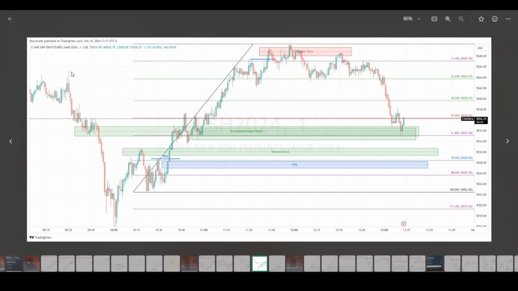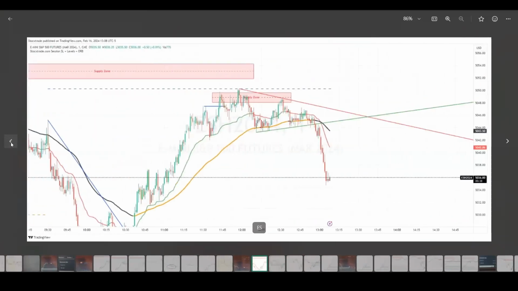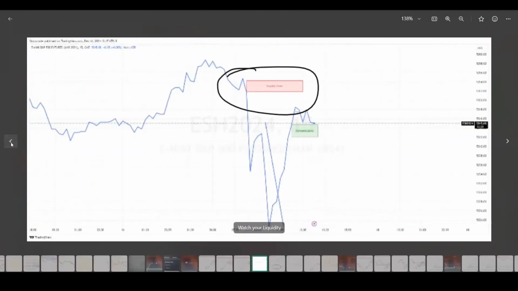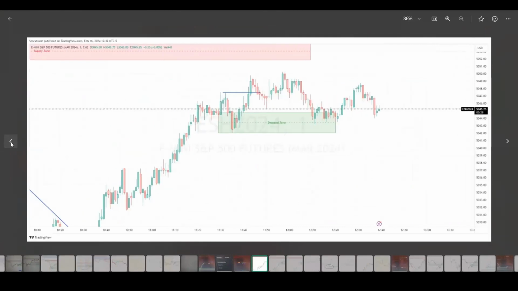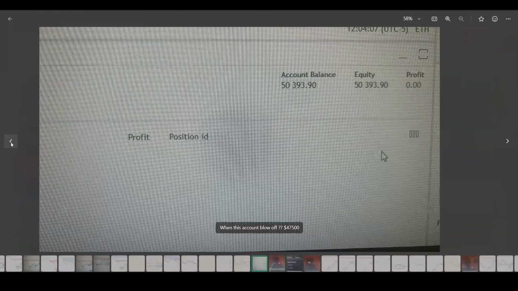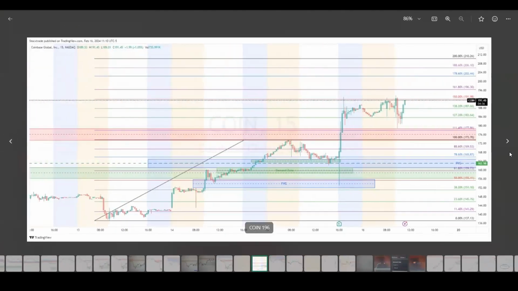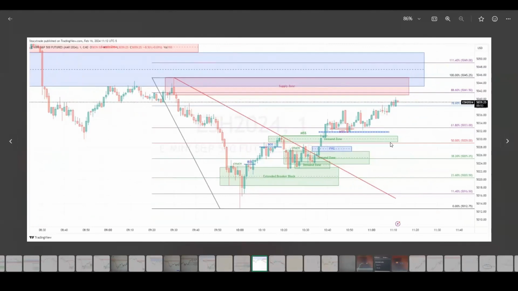I didn't understand your question. Your supply zone is here. Yeah, so what I'm saying is that you didn't even mark the supply zone, but if we mark all the demand zones, supply zones, fair value gaps, and extended breaker blocks, then it's all over the place. You will see only boxes on your chart. I think I'm getting more confused. You don't want to see the chart like this.